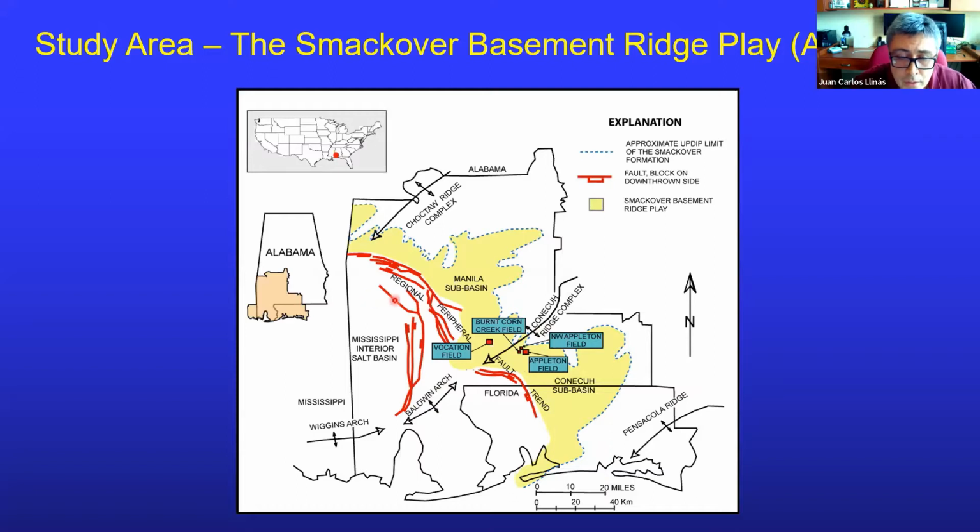The restricted ocean circulation in these sub-basins, together with arid climate and high evaporation rates, led to a particular type of setting characterized by higher salinities, low oxygen concentrations, and low heterogeneous input. Here I'm showing the location of just a few fields that are part of the study area.